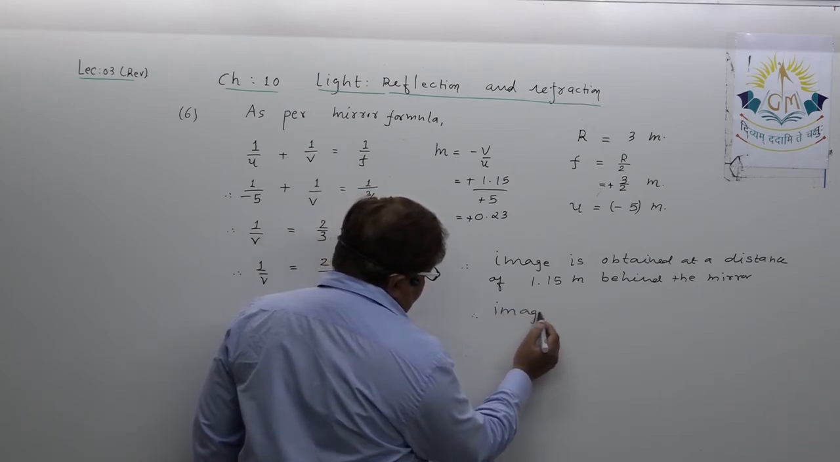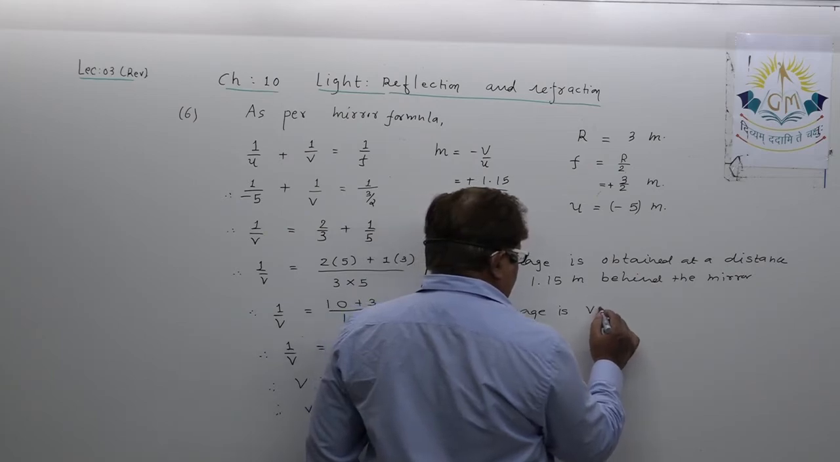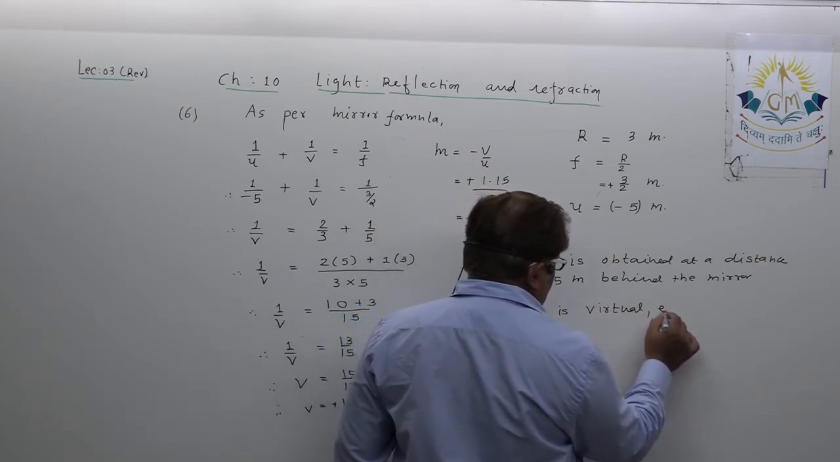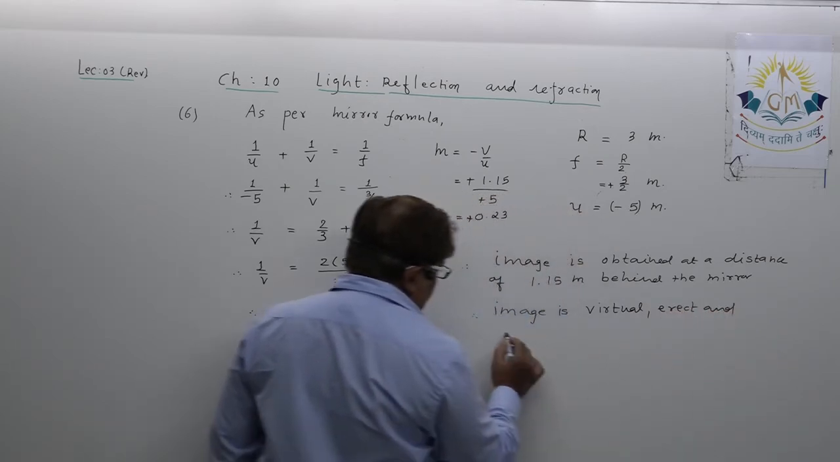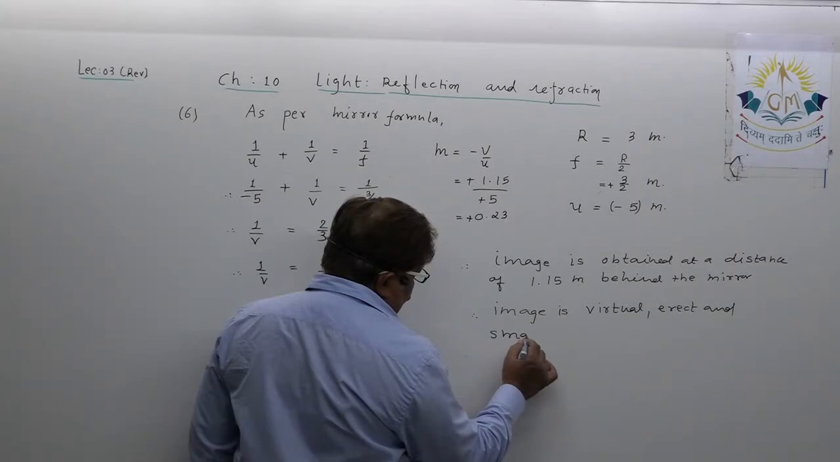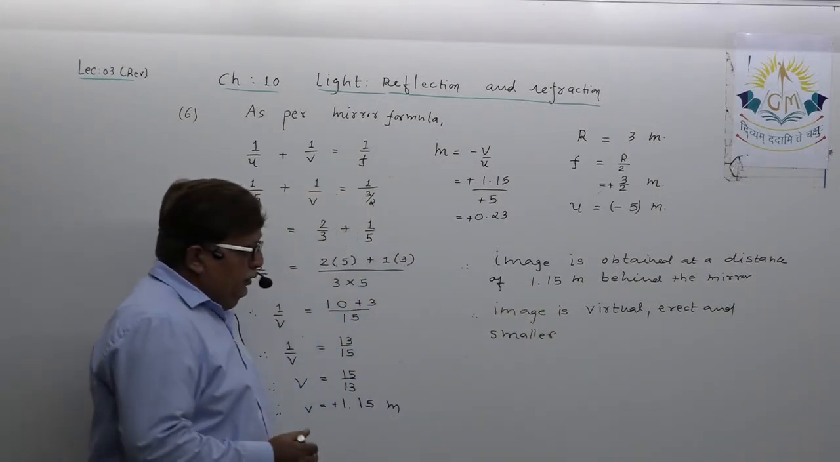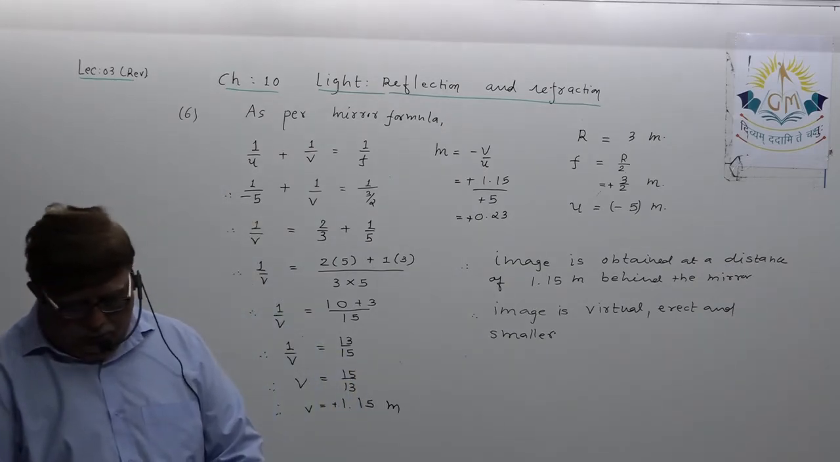Image is virtual, erect, and obviously smaller. Okay, image is virtual, erect, and smaller.